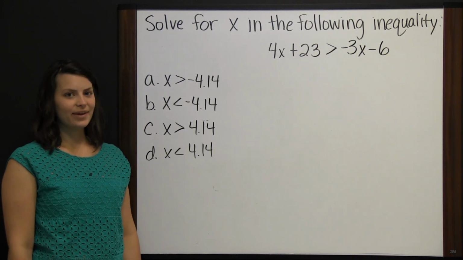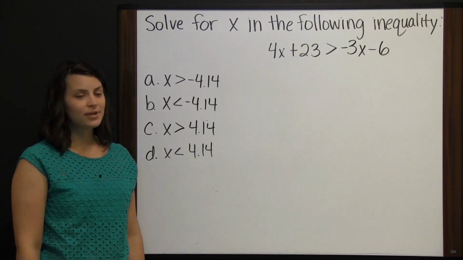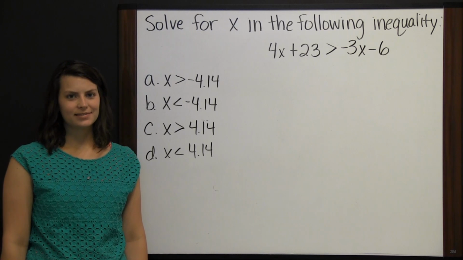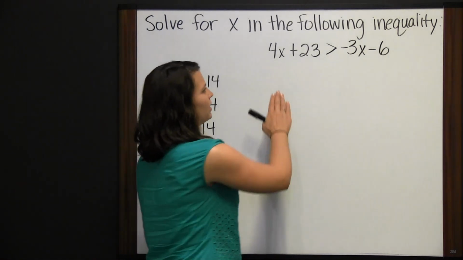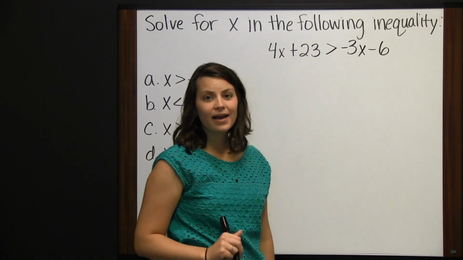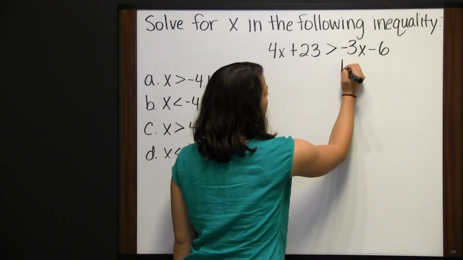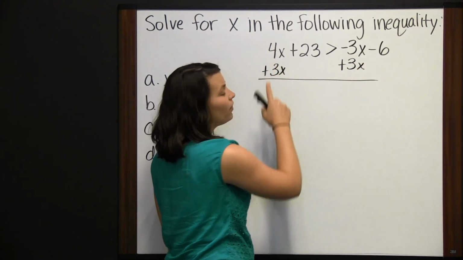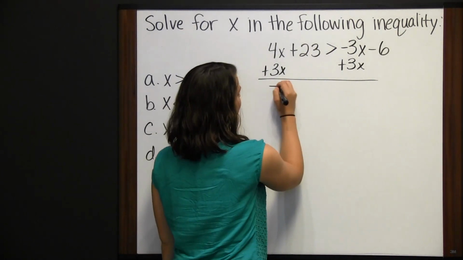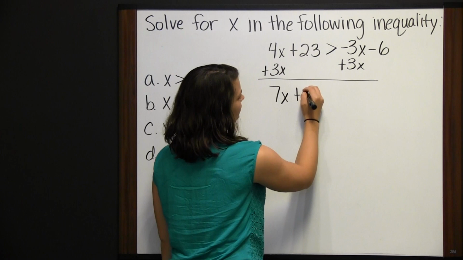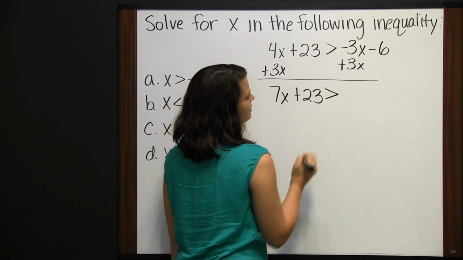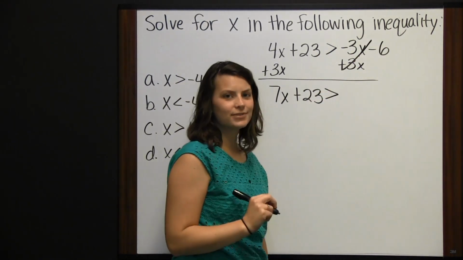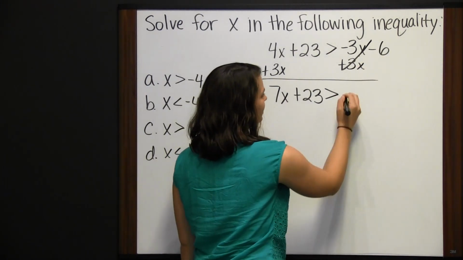Solve for x in the following inequality. 4x plus 23 is greater than negative 3x minus 6. The first thing we want to do is get all of our x terms on the same side of the inequality. I'm going to do this by adding 3x to both sides. 4x plus 3x is 7x. Bring down the plus 23. And bring down the greater than sign. Negative 3x plus 3x, those are additive inverses, so they cancel. Bring down the negative 6.